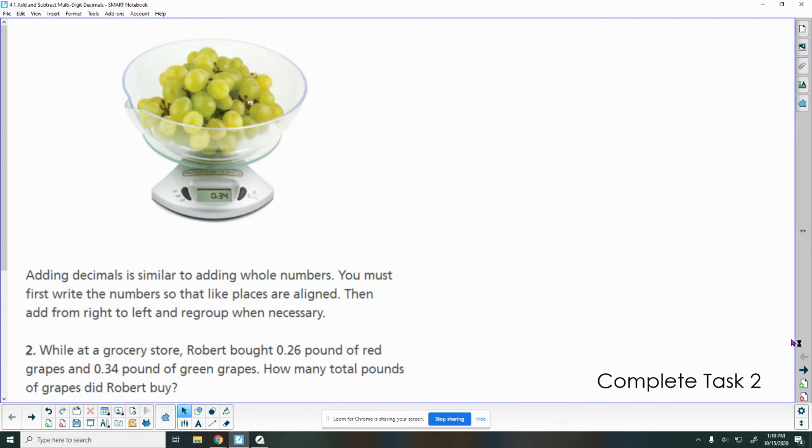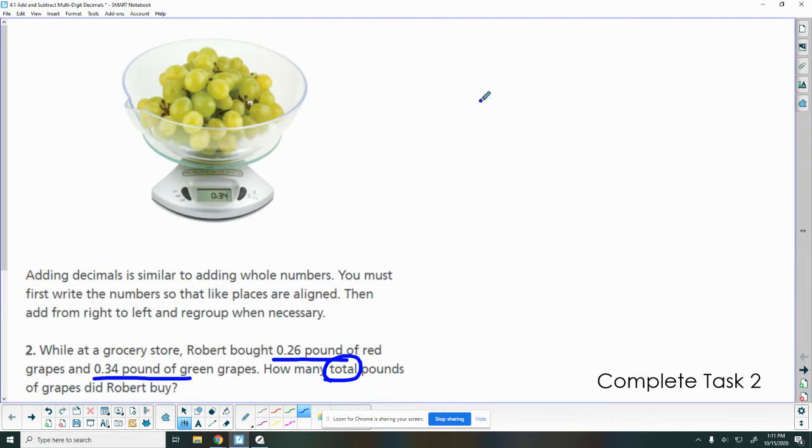Adding decimals is very similar to adding whole numbers. You have to write the numbers so that the places are lined up. Your ones are lined up, your tens are lined up. If I have decimals, my decimals should be lined up. My tenths should be lined up. My hundredths should be lined up. So while at the store, Robert bought 26 hundredths pounds of red grapes and 34 hundredths pounds of green grapes. How many total pounds of grapes did Robert buy?